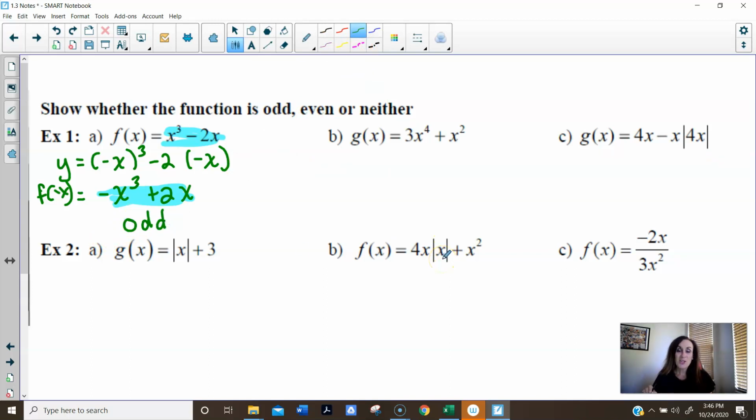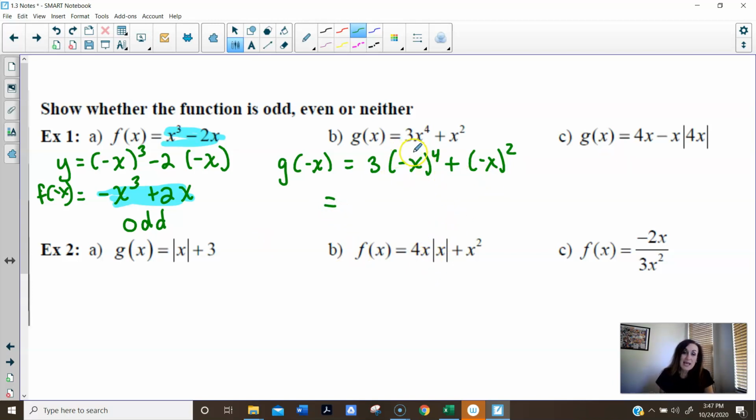You could graph it on your graphing calculator to verify that that function is going to have symmetry over the origin. Looking at B, we're going to take g of x and find g of the opposite of x. This is going to give me 3 times the opposite of x to the 4th power plus the opposite of x squared. And I know this is a little bit abstract because we're not dealing with numbers, we're dealing with variables.